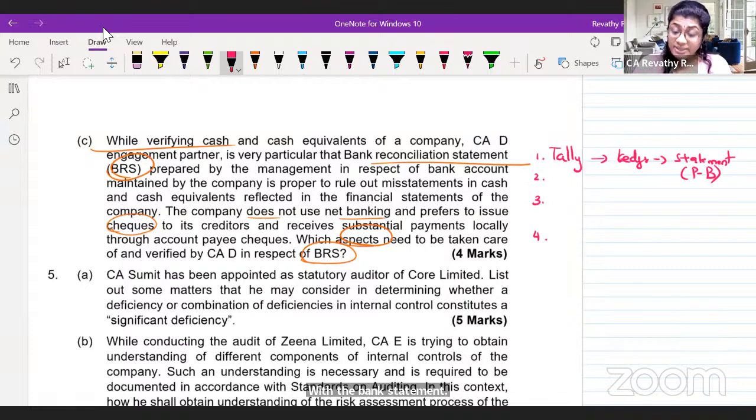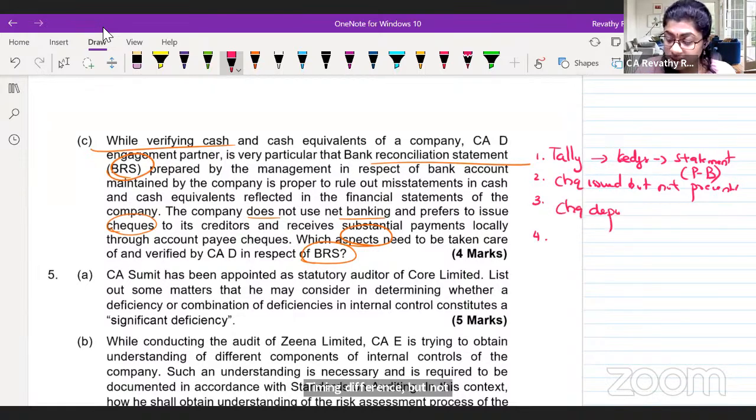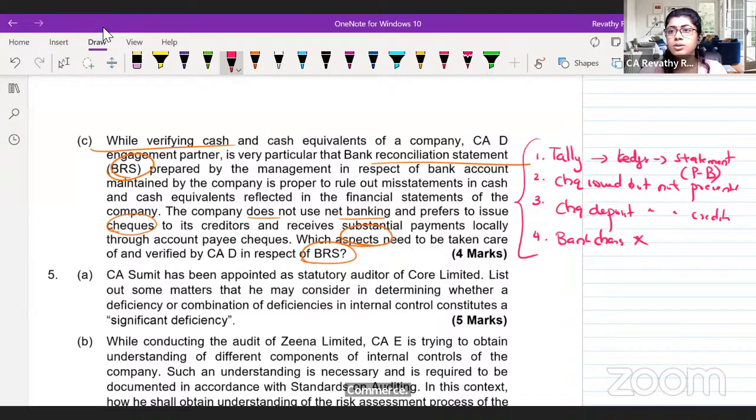Passbook. Then at a cheque, when there can be a difference, think of +1, +2. Cheque issued but not presented in bank, a timing difference. Cheque deposited but not credited. Bank charges not recorded in book. Foundation, BCom, +1, +2, if commerce. Haven't we studied this? That's it.